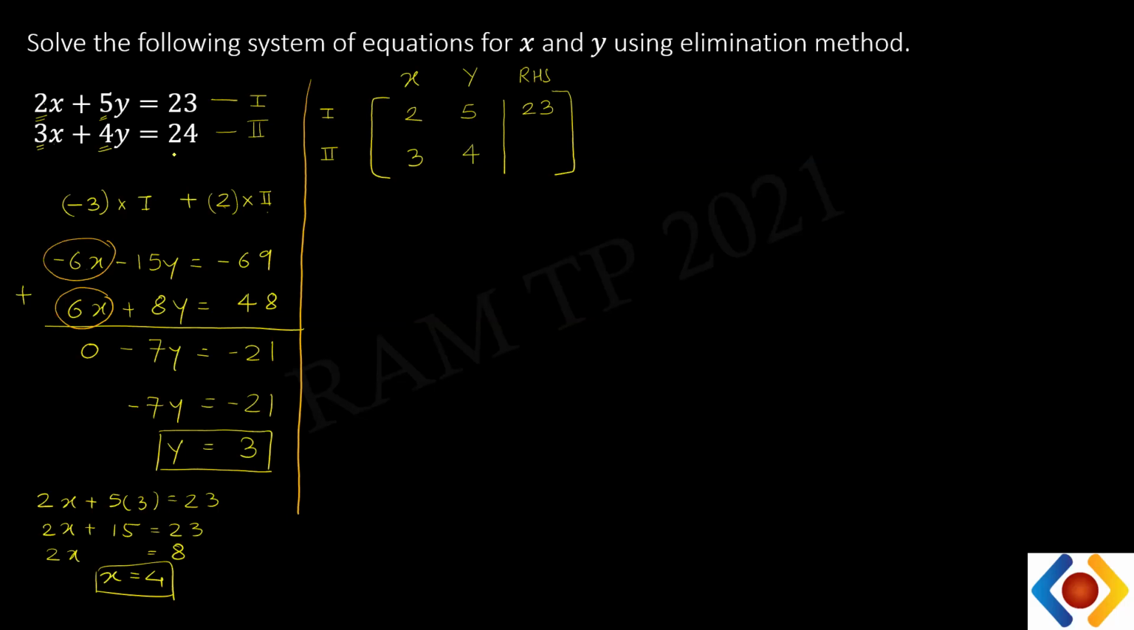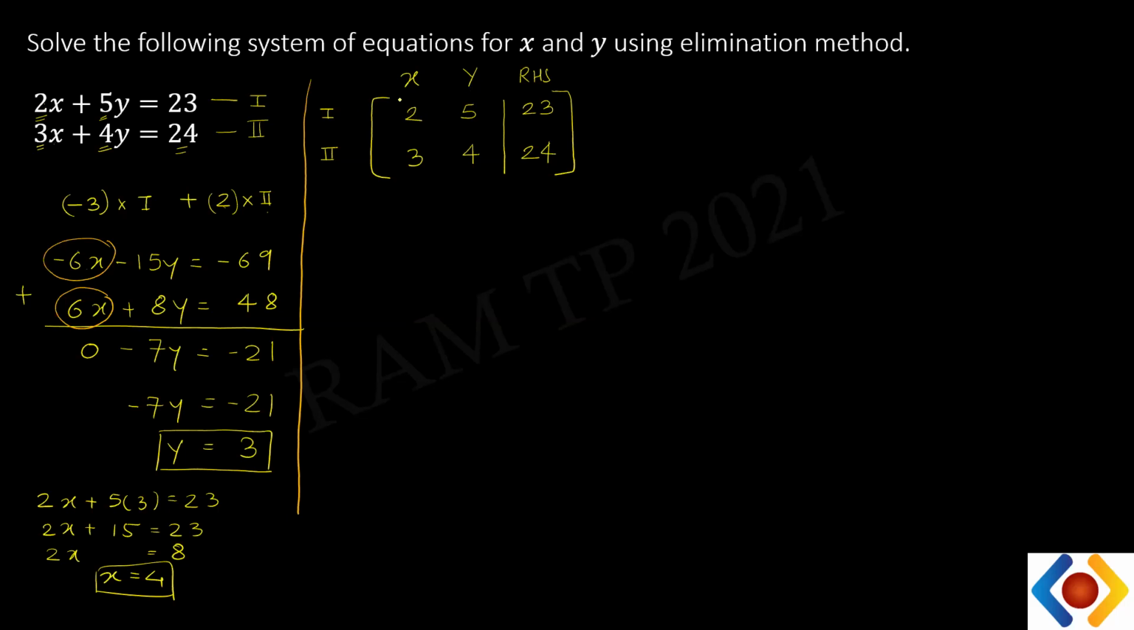Okay. And we have 24. Sir, can we put a line like this in a matrix? Oh, this is called an augmented matrix, a modified matrix. Okay. Fine. Now, are you all okay with this?